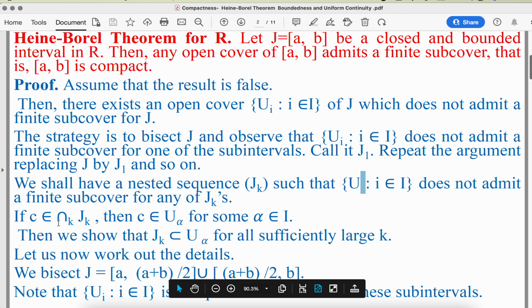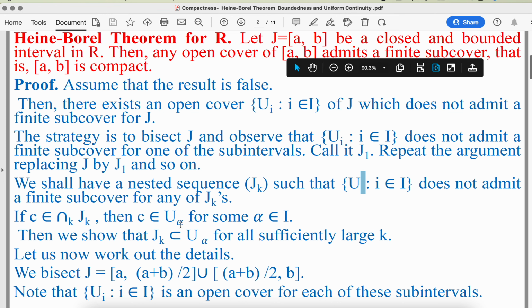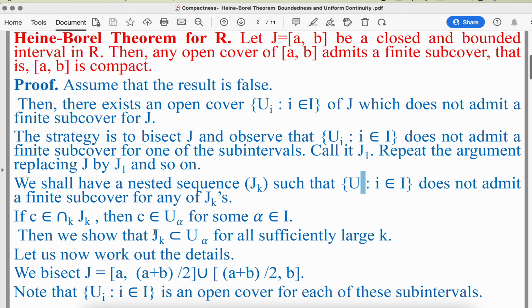If c belongs to the intersection of J_k, then c belongs to U_alpha for some alpha belonging to I, because c is in the intersection of J_k, and this is an open cover of J. Now we show that J_k is a subset of U_alpha for all sufficiently large values of k.